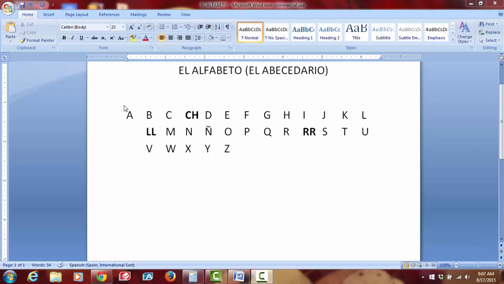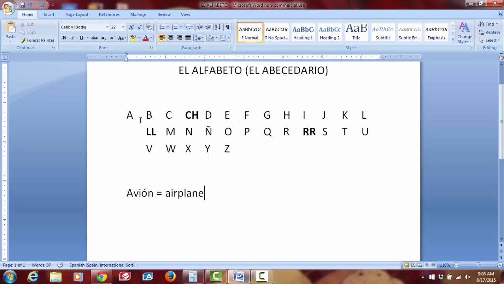Okay, let's get started. La letra A. The name of the letter is A, and that's the sound it makes. Even when you see this letter alone in a sentence, it actually is a word in itself. It's also pronounced A. So we never have that long A sound like we do in English. An example of this would be the word avión, which means airplane. A.